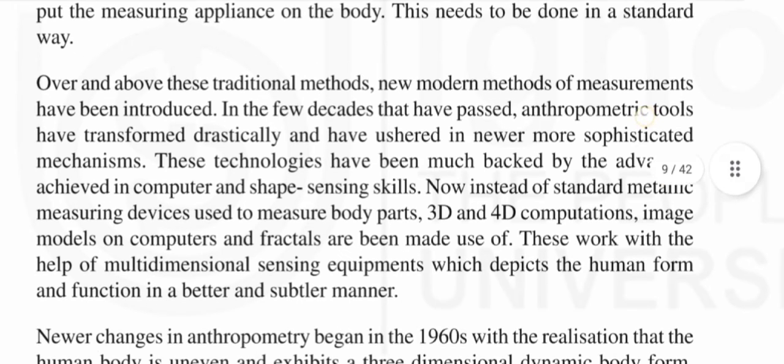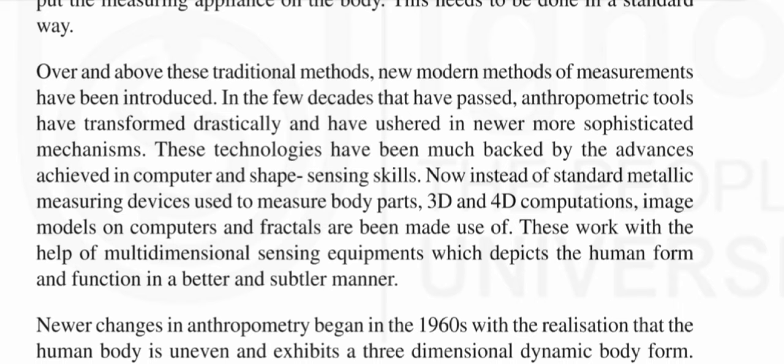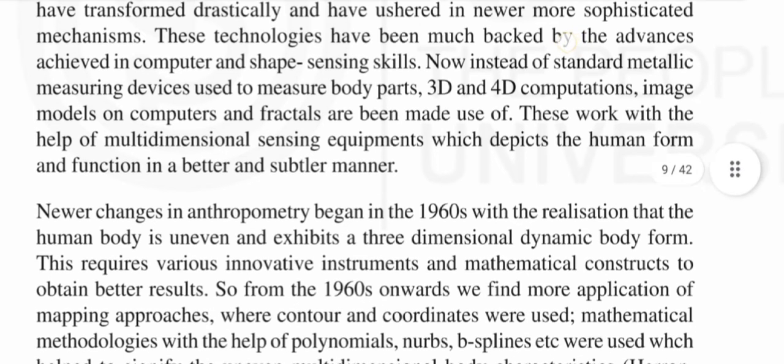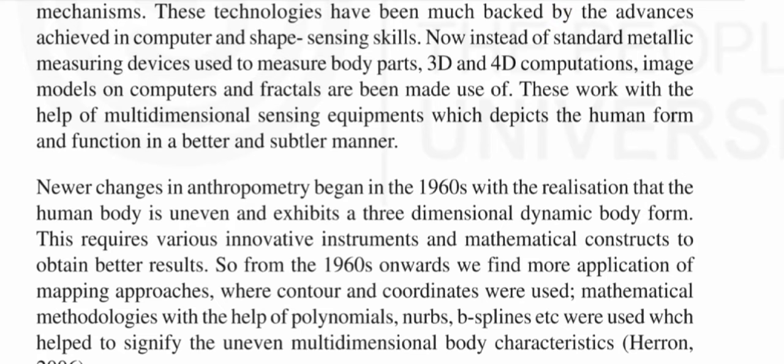These work with the help of multidimensional sensing equipment which depicts the human form and function in a better and subtler manner. Newer changes in anthropometry began in the 1960s with the realization that the human body is uneven and exhibits a three-dimensional dynamic body form. This requires various innovative instruments and mathematical constructs to obtain better results. So from the 1960s onwards, we find more application of mapping approaches where contour and coordinates were used.